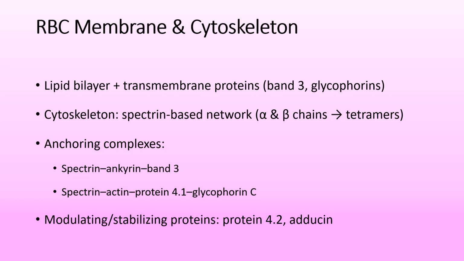The shape and deformability of the RBC is governed by the underlying membrane skeleton. Spectrin forms the backbone of the entire RBC, where alpha and beta chains assemble into tetramers that link into a meshwork. This meshwork is anchored to the lipid bilayer mainly via two complexes, one involving ankyrin and band 3, and another involving actin, protein 4.1 and glycophorin C. Proteins like protein 4.2 and adducin fine-tune these interactions. Any inherited or acquired defect in these proteins can produce a characteristic cell shape abnormality, which is why understanding the architecture is very important.